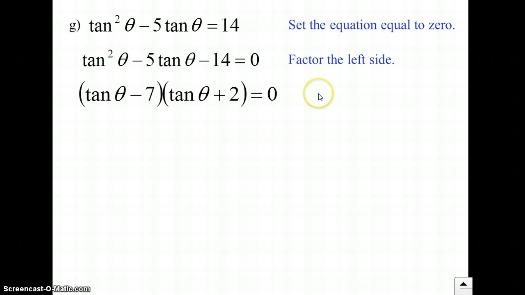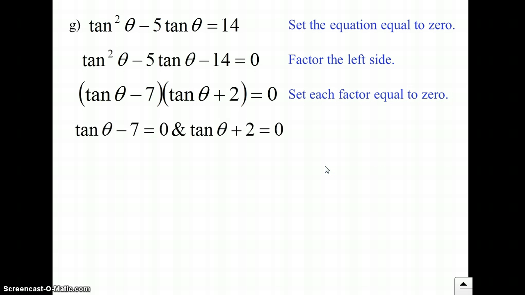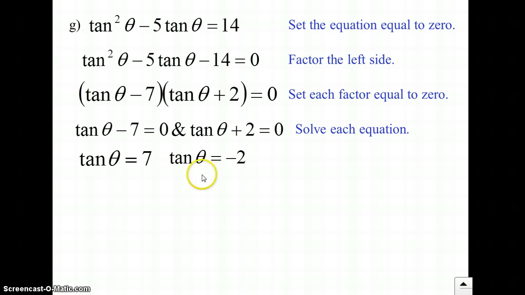I'm now going to solve this equation like I would any quadratic equation by factoring. I'm going to let each factor equal 0. So tangent of theta minus 7 can equal 0, or the tangent of theta plus 2 could equal 0. Well, now we're back to what we've been doing. Now I can solve these trig equations. To solve tangent theta minus 7 equals 0, I'm going to add 7 to both sides. To solve tangent theta plus 2 equals 0, I'm going to minus 2 from both sides.